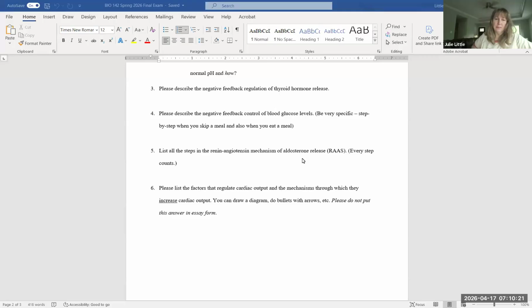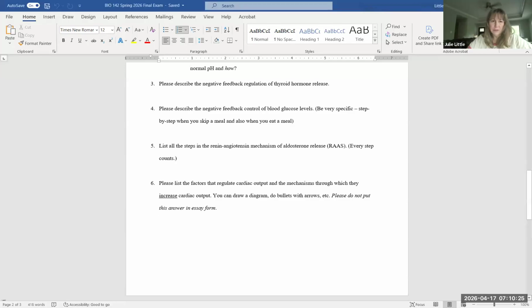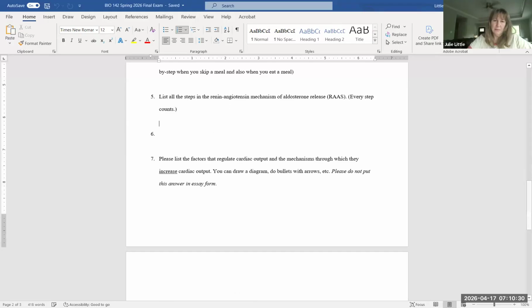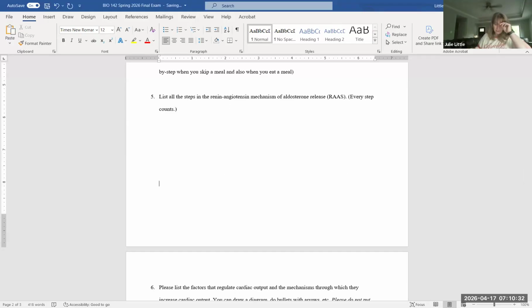Okay, let's work on number 5. So we've done the first 4 questions, and on 5, I'm asking about the RAAS system. Before we start this, I'm going to be drawing, and I'm going to try to type out the steps instead of how I like to write on this thing.